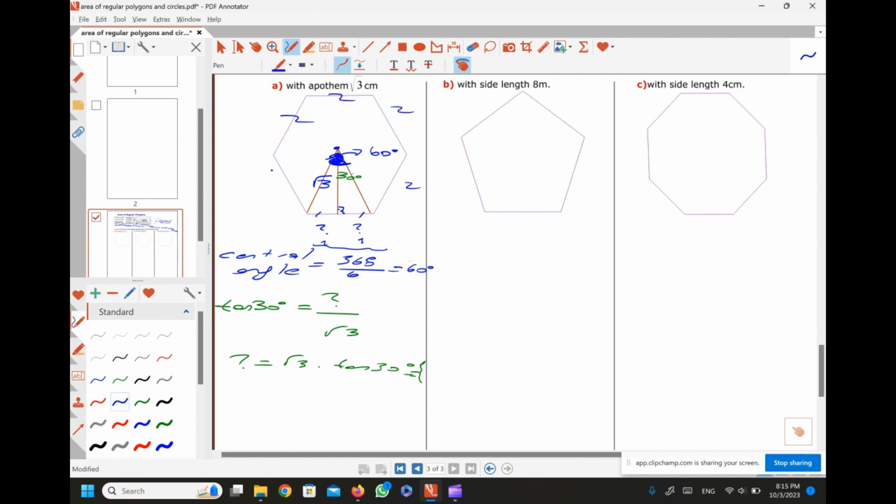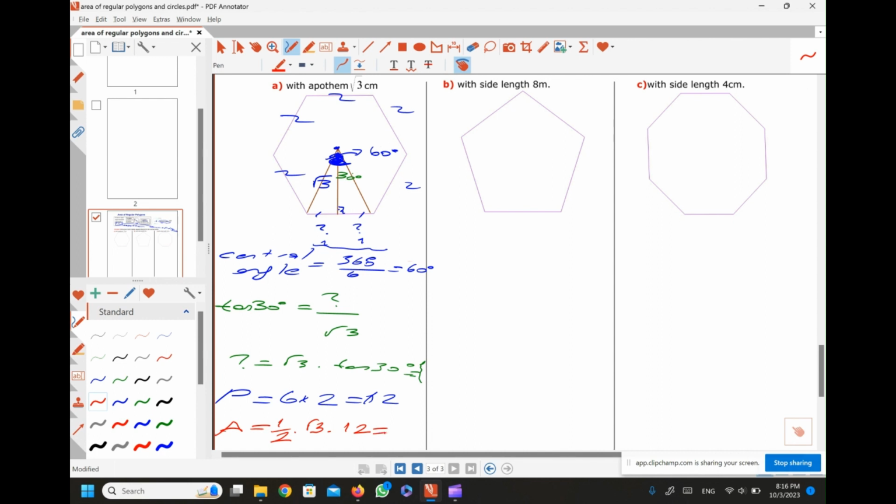We were after perimeter, and remember perimeter was the sum of the side lengths around the polygon. So we have a six-sided polygon, and every side is 2 centimeters. 6 times 2, 12. So perimeter is 12. We know the apothem, so we can apply the formula. What was the area formula? 1 over 2 times apothem, which is square root of 3, times perimeter, which is 12.